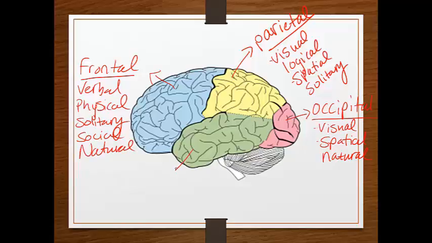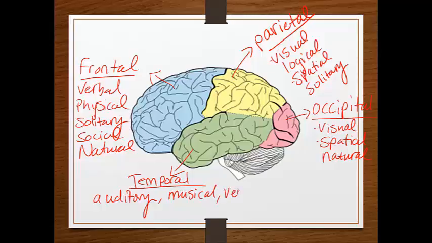All right, and then the green section, well, that's our temporal lobe. And our temporal lobe, as you might have guessed, is your auditory, our musical, and our verbal and social. You might guess social because they can be chatty Cathys.